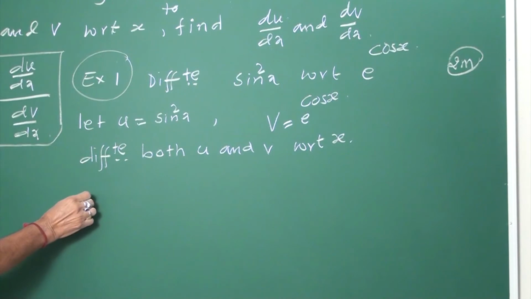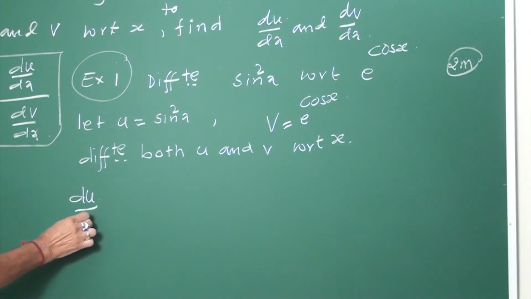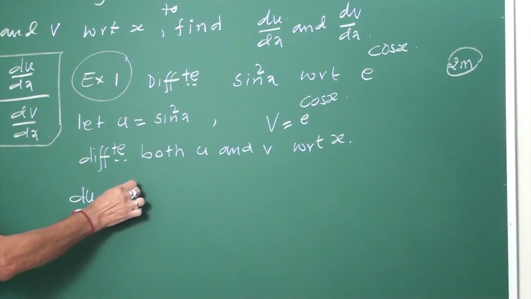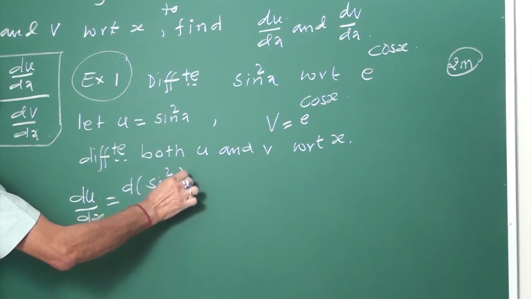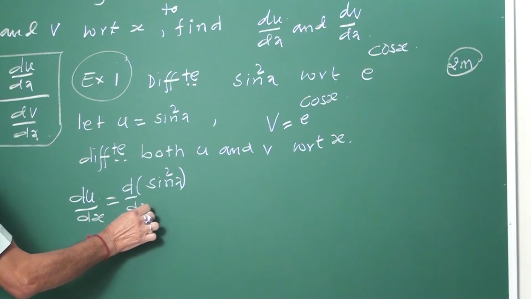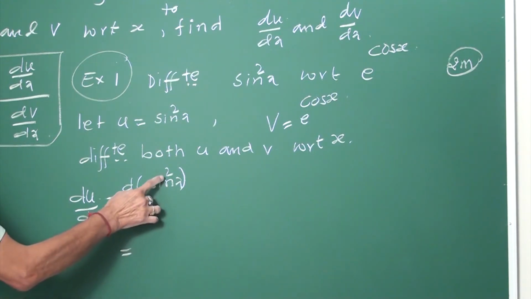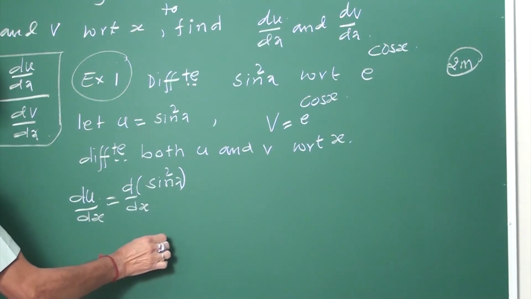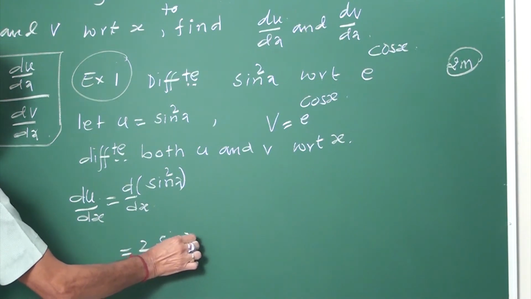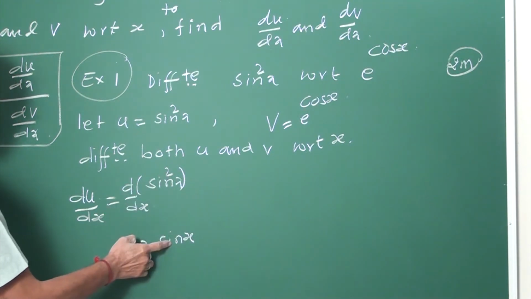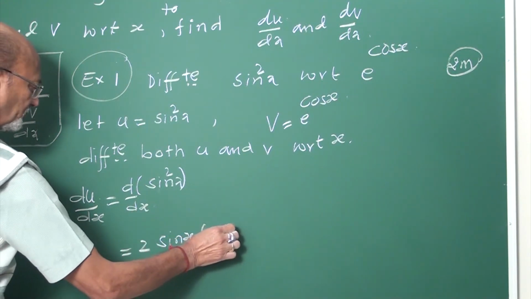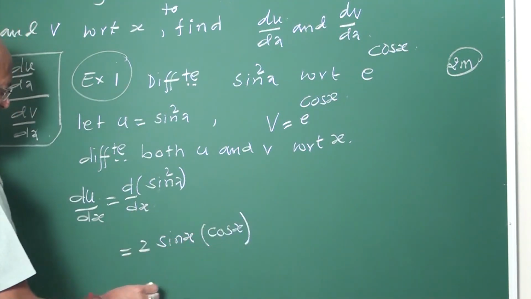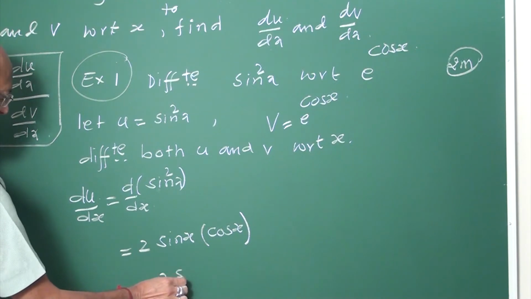Yes, du by dx. I take the supportive step. Sine square x with respect to x. Almost you are perfect now. Power 2, 1 power less. sin x to the power 1 less means sin x, into derivative of sin x, which is cos x. Yes, it is 2 sin x cos x.